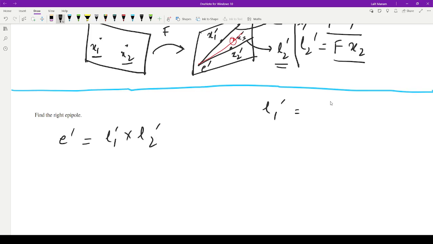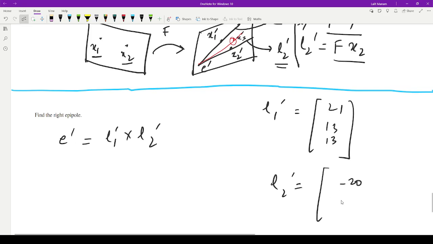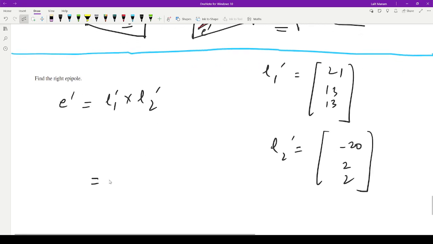So which question is this? L1 prime will look something like this: 21, 13, 13. L2 prime will look something like this: -22, 2. And our E prime will look something like this.